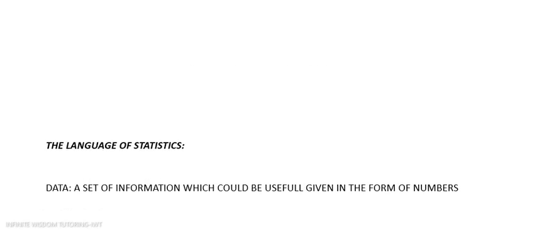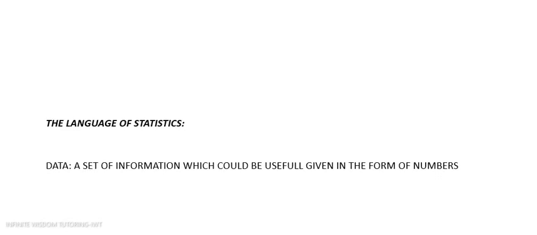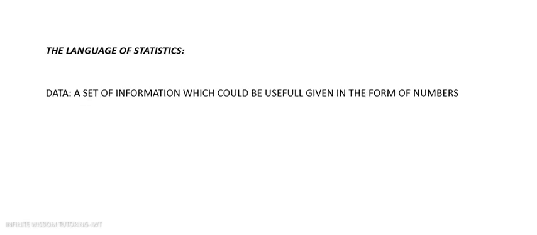Let's start off with understanding what data is, or what data means, in mathematics grade 10. A set of information which could be useful, given in the form of numbers. For the level of grade 10s, data will mean a set of information which could be useful, given in the form of numbers. But not only numbers can be given for data, because we have different types of data.